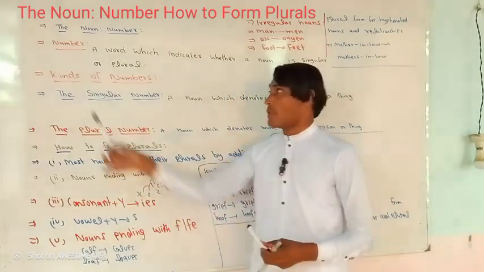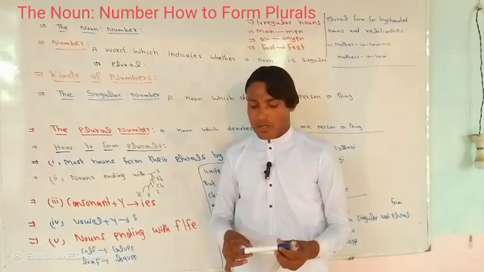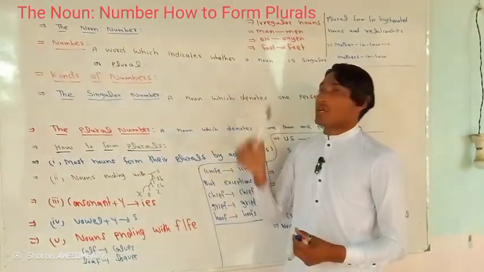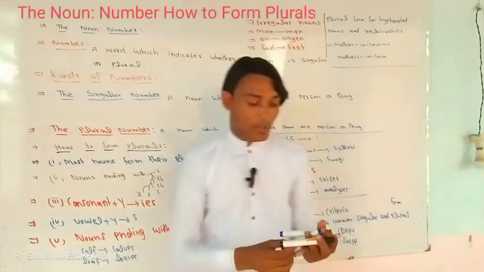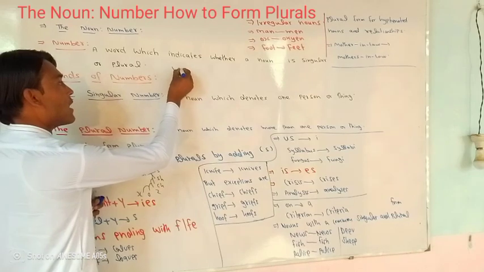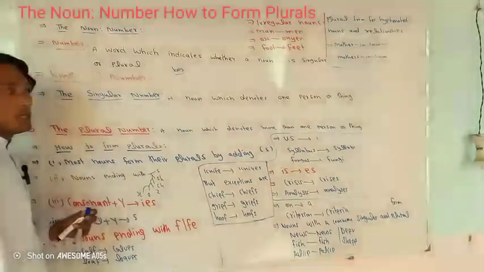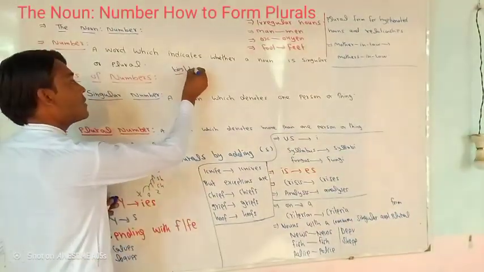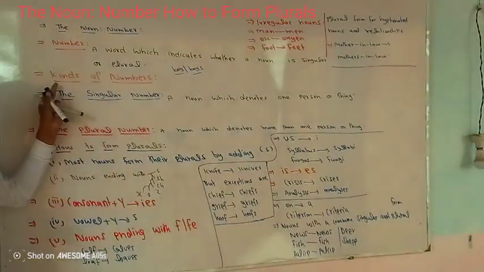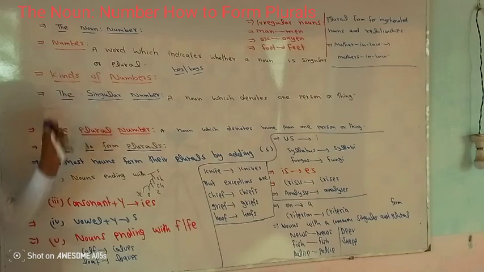So first of all we have number. What does number mean? Simply we can define that a word which indicates whether a noun is singular or plural. Look at the example. For example, I say boy. So boy is what? It is called singular. But if I say boys, it is called plural. So now, there are two kinds of numbers.